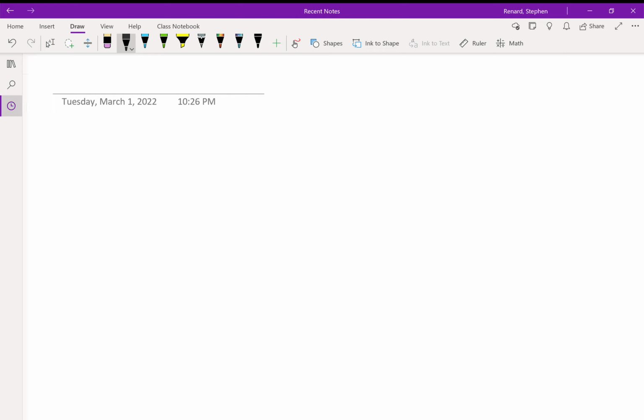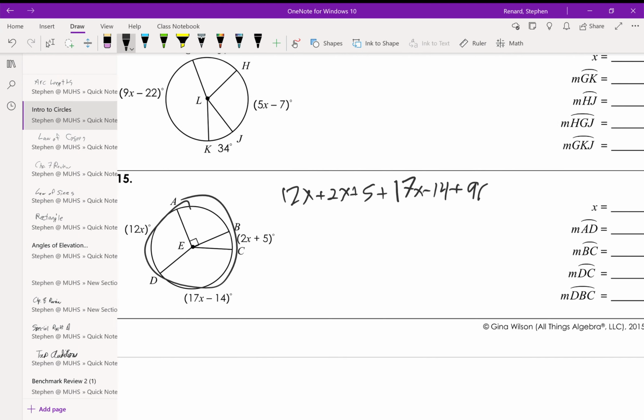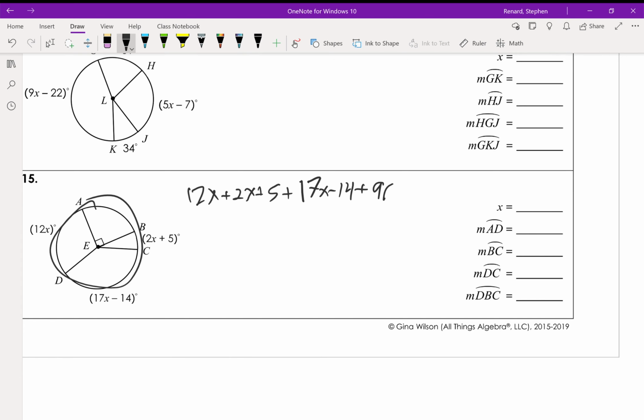Okay, and we're back at it. So I'm just going to pick up where we left off, which is right here. Computer died, sorry about that. But now that it's charged, I can slow down a wee bit.